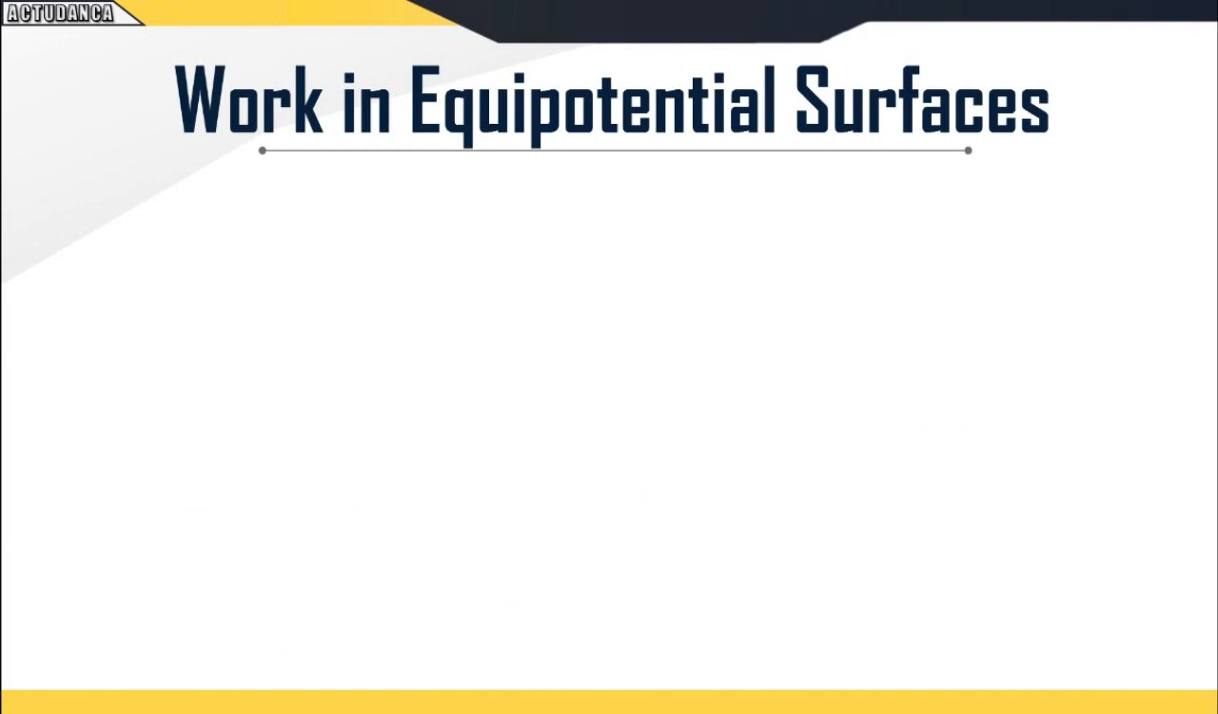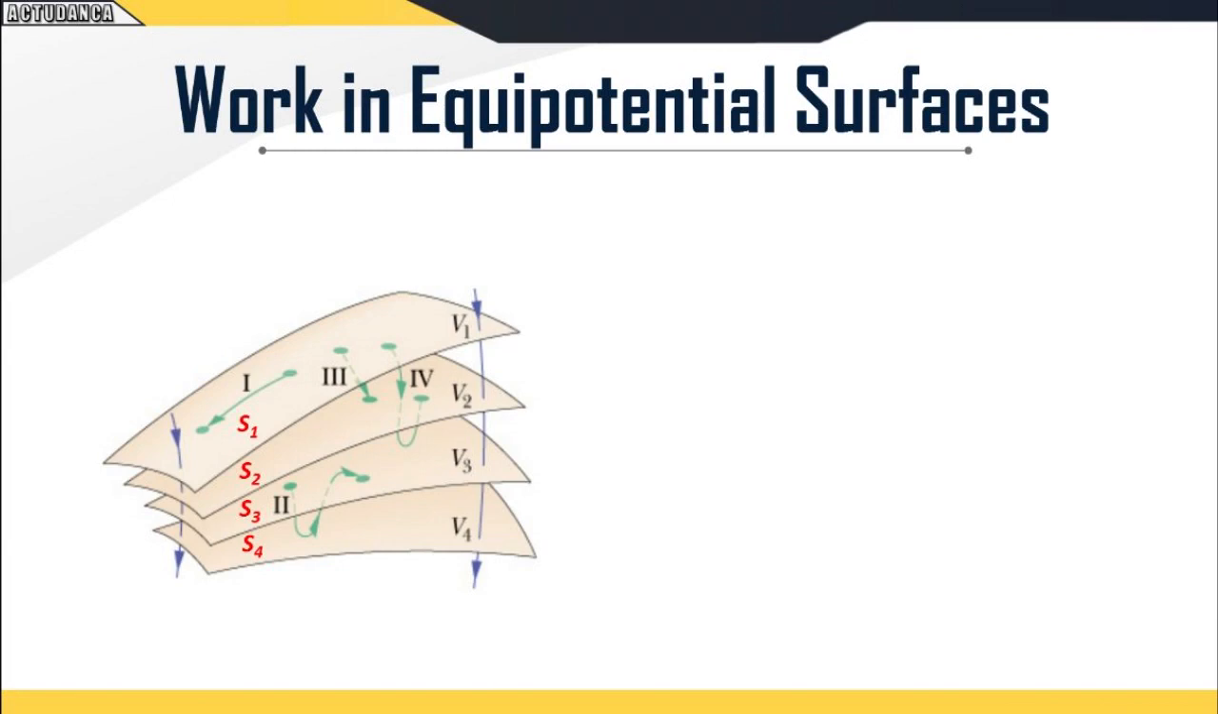We have work in equipotential surfaces. Okay, we have this illustration. We can see that we have two surfaces. We have S1, the topmost surface, and S2, S3, and lastly, we have S4. Meron din tayong apat na potential. So we have V1 for S1, V2, V3, and V4 sa respective surfaces natin. So we have here an analysis.